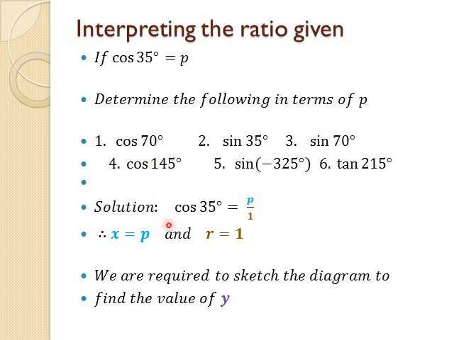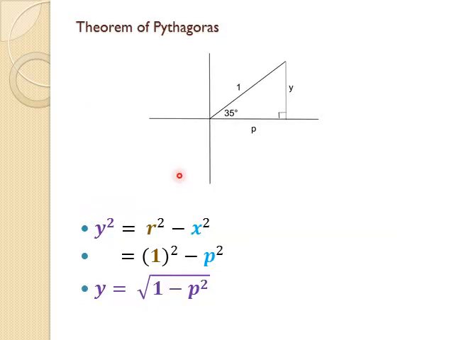Now first, when I say cos 35 equals P, we assume you know that it's P over 1. Anything divided by 1 stays the same. So x is given as P, but with cos x over r, r is 1. So therefore we are required now to find the value of y. So I'm going to draw a diagram. I draw it in the first quadrant, 90 degrees, my 35 always closest to the point of origin, and x was P and r was 1, so we have to find y.